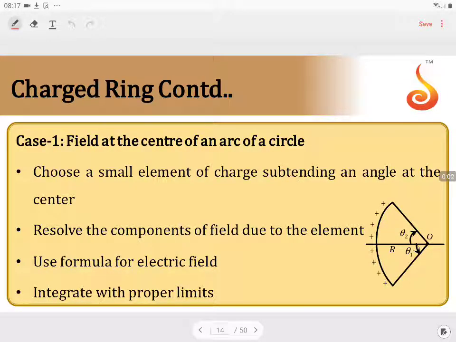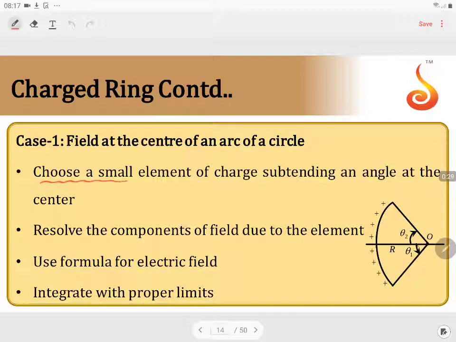Field at the center of an arc of a circle. So it's not a complete circle; an arc of the circle, a part of the circle will be given, and on that part of the circle or arc of the circle, charge will be put uniformly. So here we define lambda. Lambda is the charge per unit length. So how to find the electric field produced by this arc of the charge at the center?